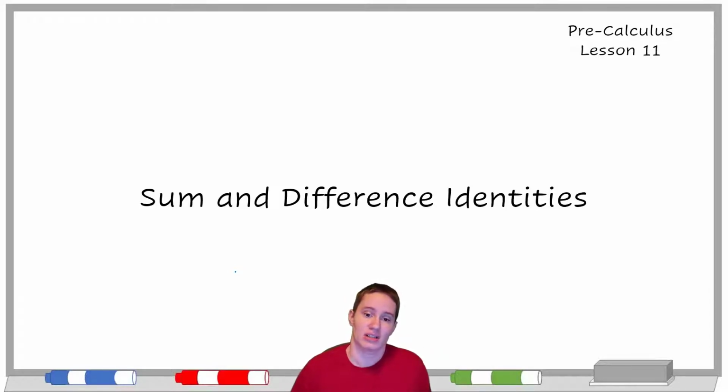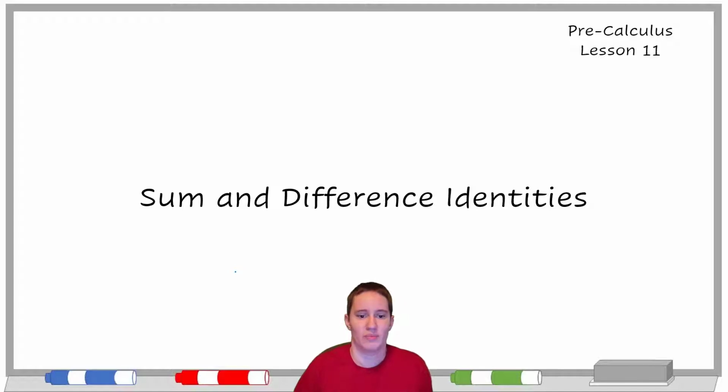And so sum and difference identities are one set that let us do that, and then we'll have another set of identities in lesson 12 that lets us do that. So the idea here is if we can write our angle as a sum or a difference of two angles that we do have special right triangles for, or special values for, then we can fill in the identity and get an exact value.